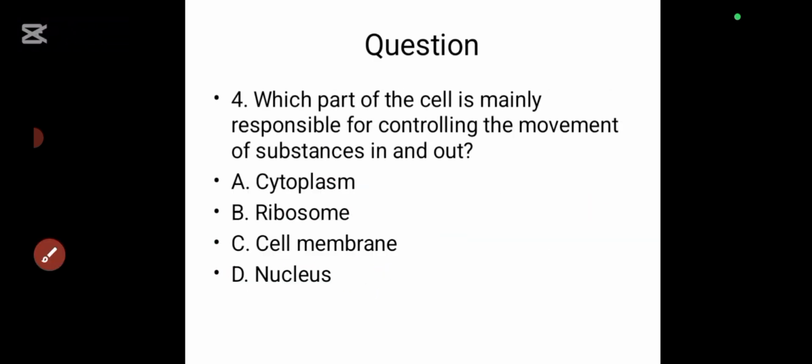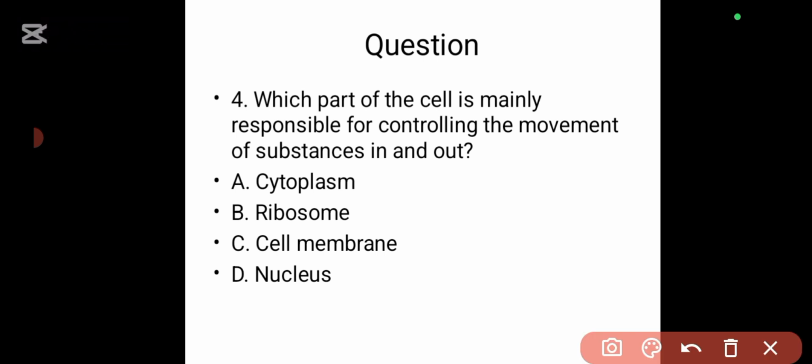The next one, number 4, which part of the cell is mainly responsible for controlling the movement of substances in and out of the cell? The answer is the cell membrane, like we just said. It's the one that's controlling what is getting in and what is getting out of the cell.